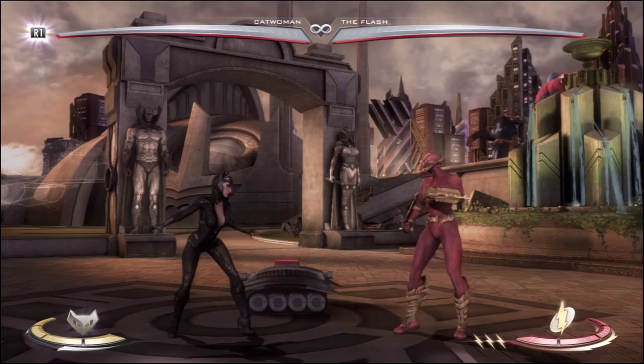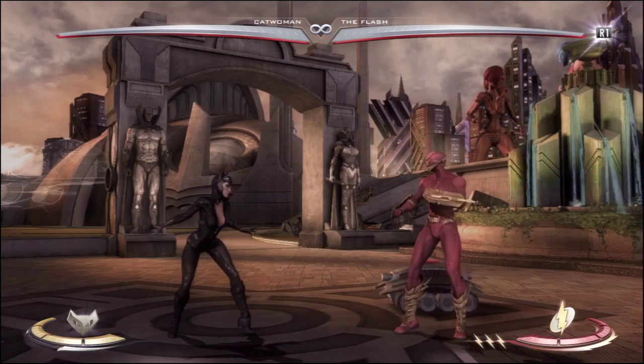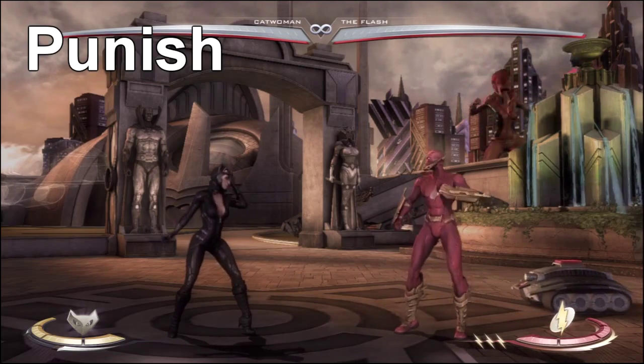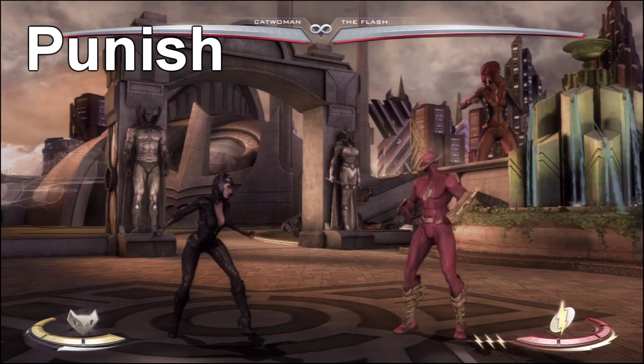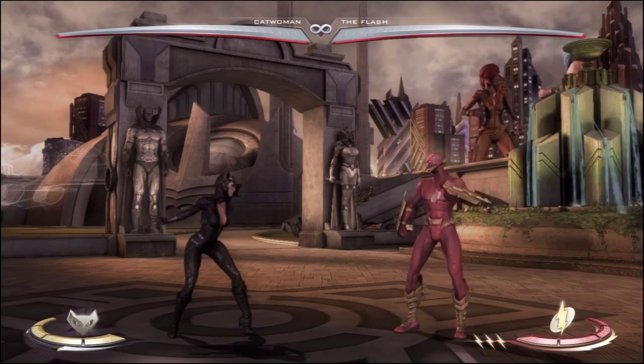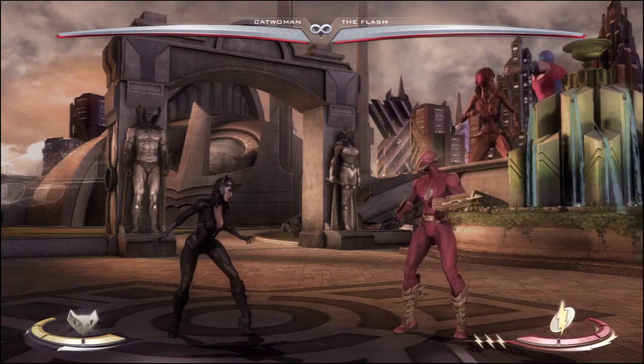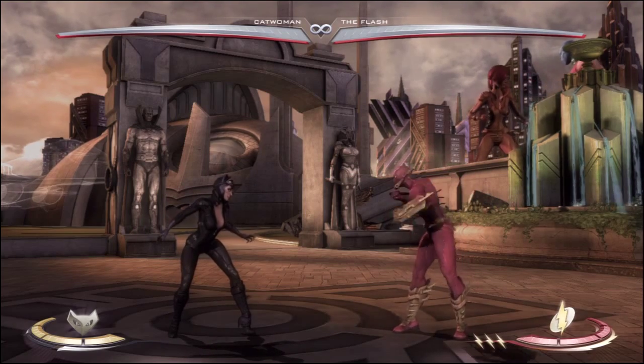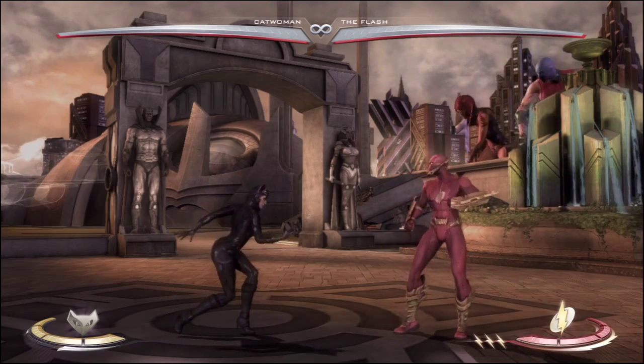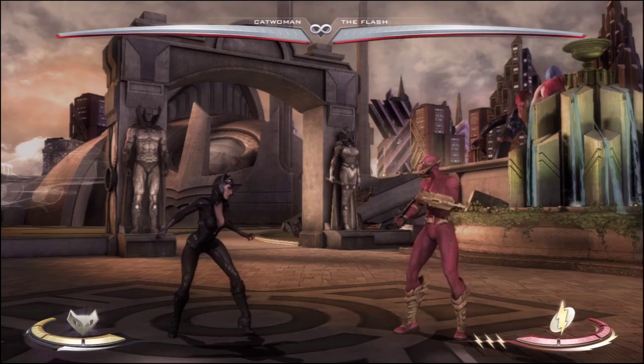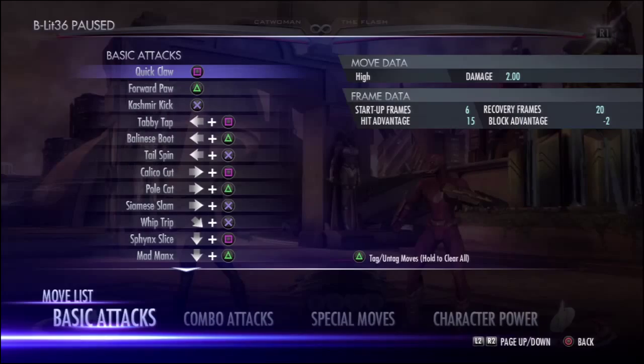This can create situations in which people can be punished for using certain attacks. Being punished just means that you cannot do anything to protect yourself. You're recovering from some sort of action and lack the ability to protect yourself. So let's look at a few different cases of block advantage and block disadvantage. So this first attack starts up in 6 frames and has a block advantage of -2. That means my opponent is going to recover 2 frames before I do after they block this attack.